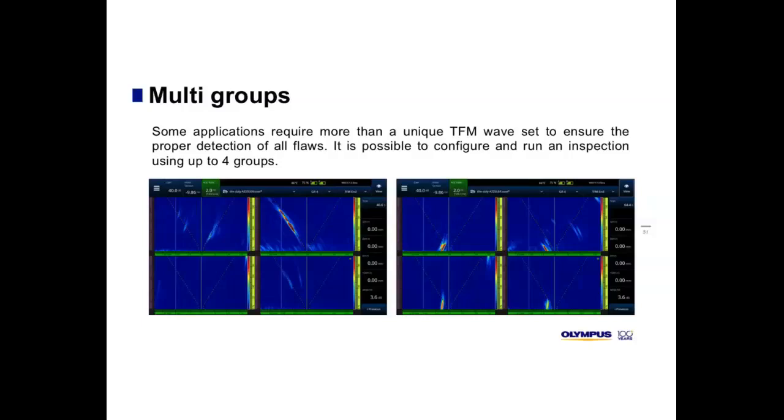So here, for example, on the left, the screenshot shows a lack of fusion. It's possible to see it only on one group. On the right screenshot, we see a root crack. And here, actually, the 4 groups are showing the root crack. However, the 2 on the top are showing it with a different orientation. The 2 on the bottom are showing it in the right orientation. However, on the left it seems to have the right amplitude, but on the right we are missing some amplitude. So multigroups could be a good solution when you are inspecting a part with flaws of different natures.